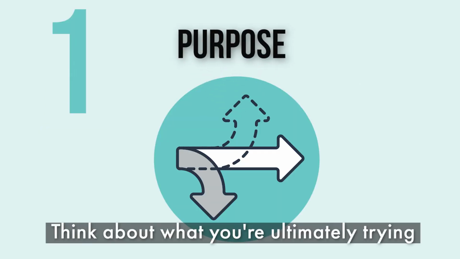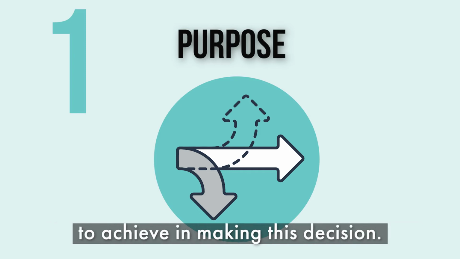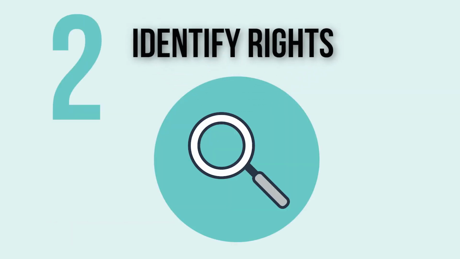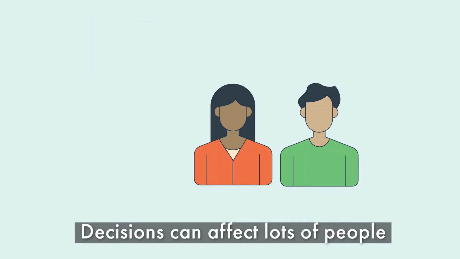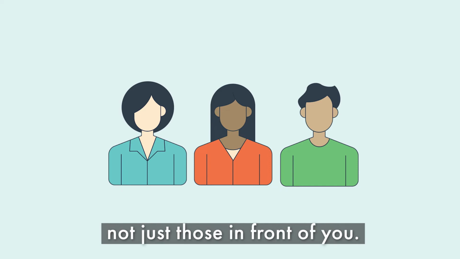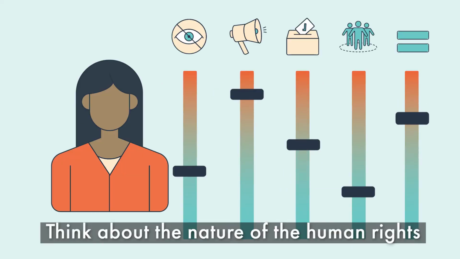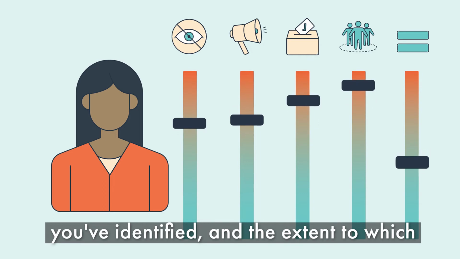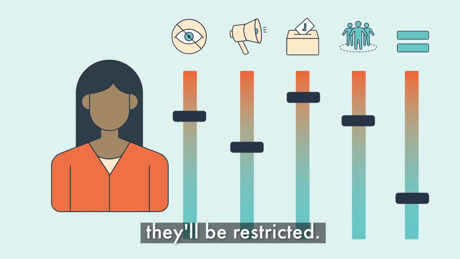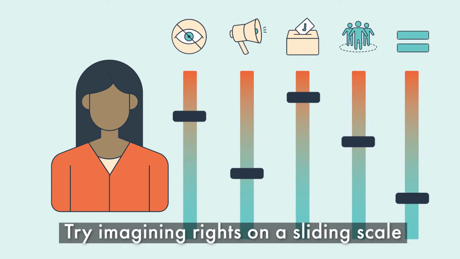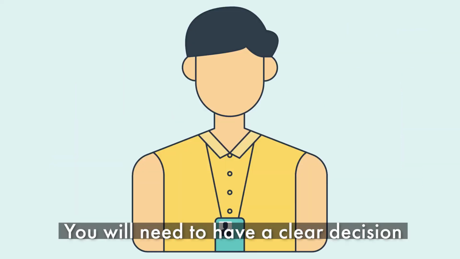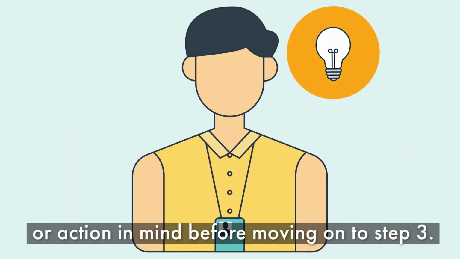The first step is being clear about your purpose. Think about what you're ultimately trying to achieve in making this decision. The second step is to identify the human rights engaged by your proposed decision. Decisions can affect lots of people, not just those in front of you. Think about the nature of the human rights you've identified and the extent to which they'll be restricted. Try imagining human rights on a sliding scale from low to high. You will need to have a clear decision or action in mind before moving on to step 3.